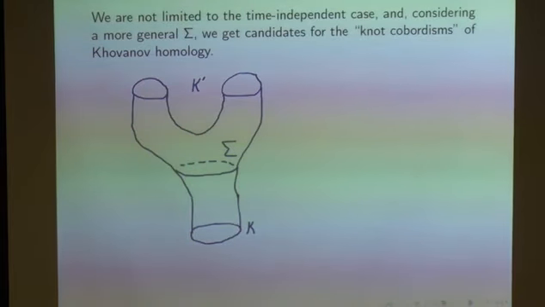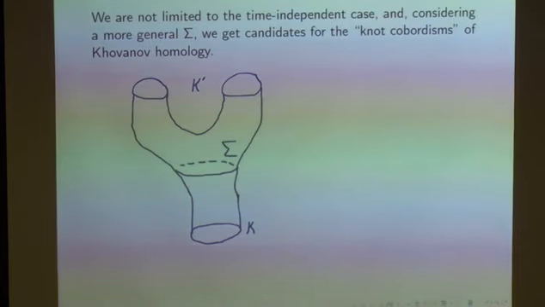Now, we're not limited to the time-independent case. We can consider a more general sigma, such as I've drawn here. So I picked a knot, and in this lecture, I refer to knots, but our knots could be replaced by links. Mathematically, a knot is an embedded circle, a link is several embedded circles. Everything I've said for knots is true for links. Here I picked a link in the past that was an unknot, and a link in the future that was two unknots. Time is running vertically.